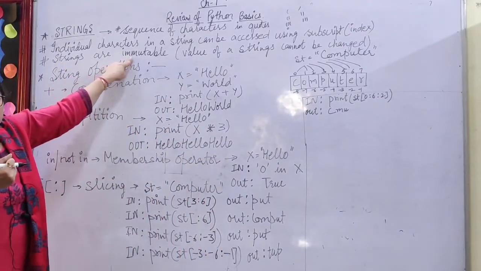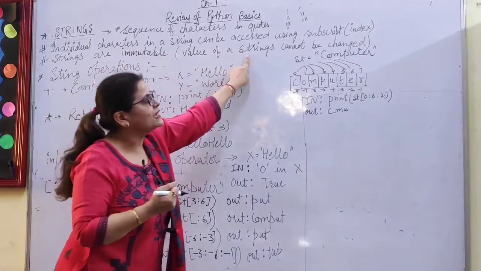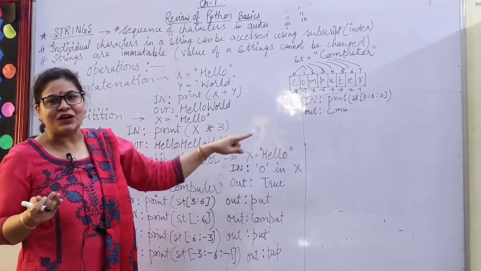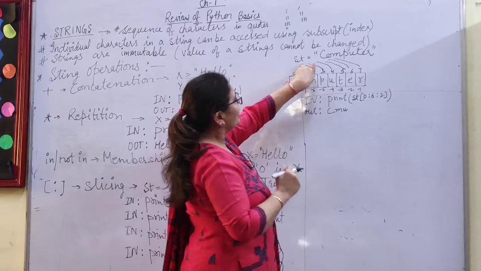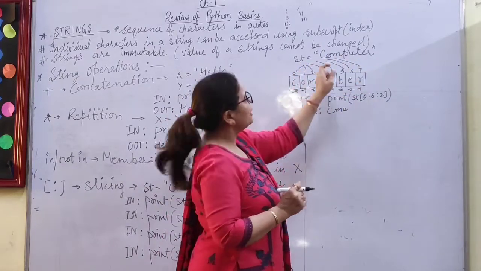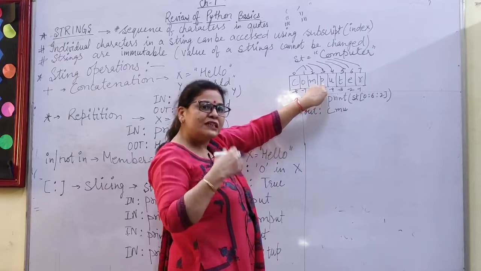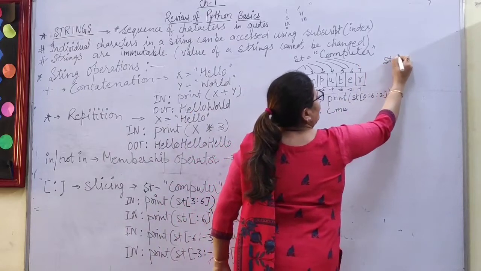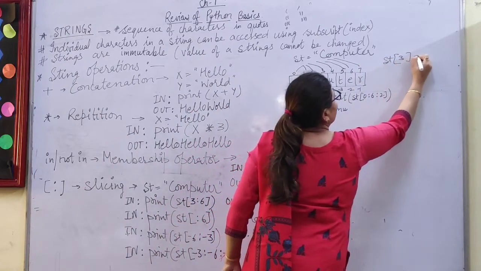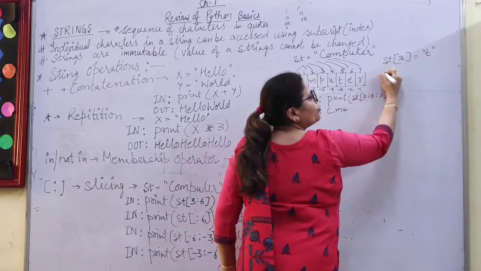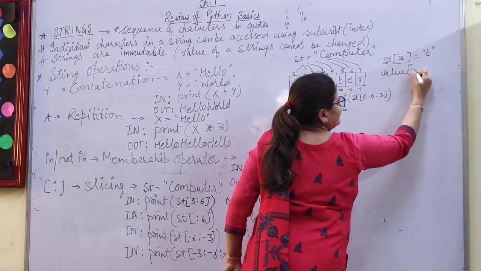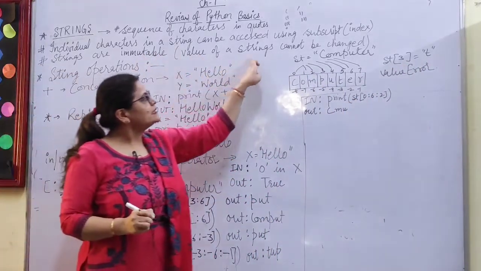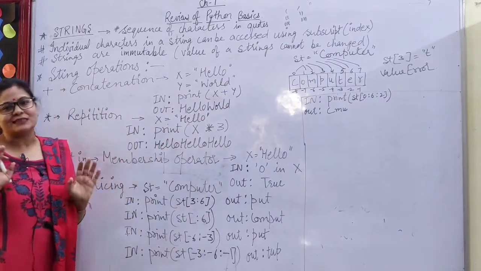Strings are immutable. As you know, immutable means that the strings cannot be changed. Once we store the value of a string, we cannot change it. For example, if I say ST is equal to double quotes computer, and I want to change the index P with the T, I cannot do that. It will show me the error. If I write ST of 3 is equal to double quotes T, it will show me the value error, because strings are immutable, which means that the string's value cannot be changed once it is created.